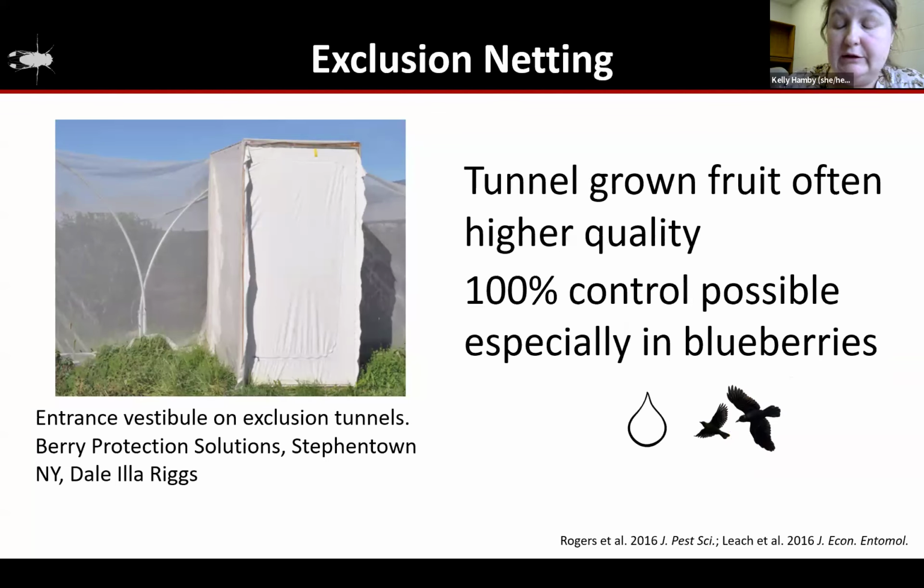One of the advantages of doing this strategy is that tunnel-grown fruit is often higher quality. It is possible to get 100% control of spotted wing Drosophila without needing additional insecticide sprays, especially in blueberries. You may need a few to clean up some messes, especially if a storm or something puts a hole in your net and you have to repair it. And it not only controls spotted wing Drosophila, but it also reduces damage due to weather events and also birds. So this has kind of a one-stop thing that will help you control multiple issues in your crops.